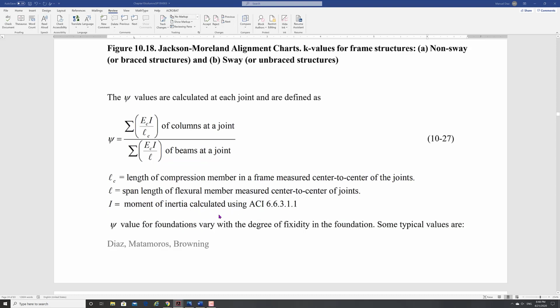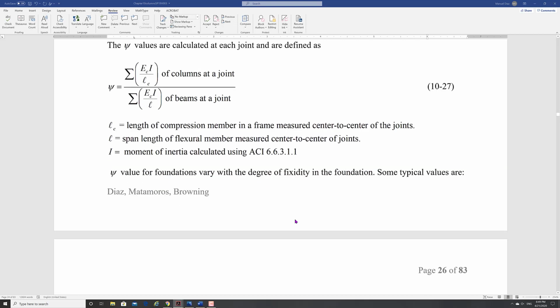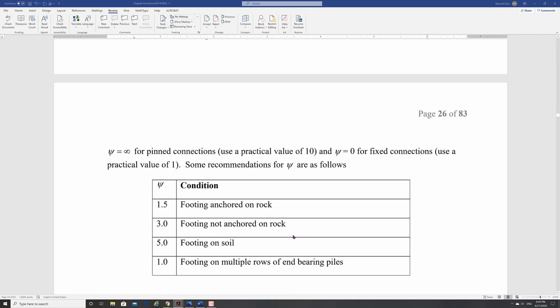And the psi value, of course, varies with the degree of fixity in the foundation. Because you need to model also the foundation, right? That's one of the nodes for your frame, and you need to know that because it's a joint. So for the case of the foundation, the psi value will be equal to infinity if you have a pin connection.